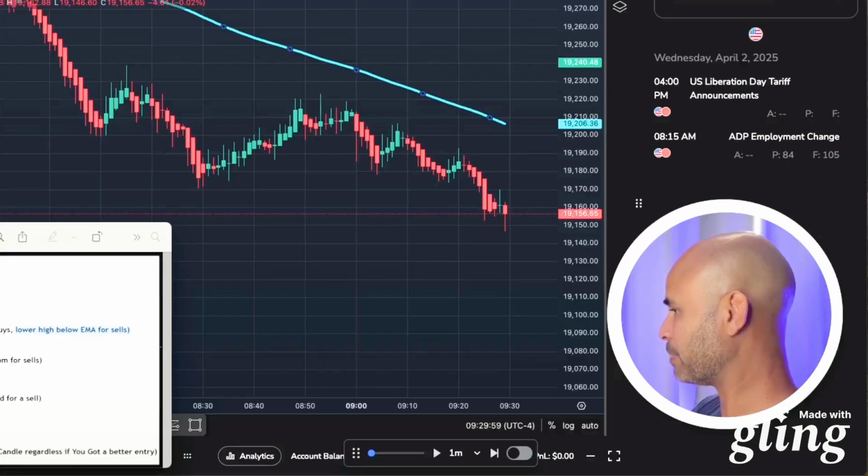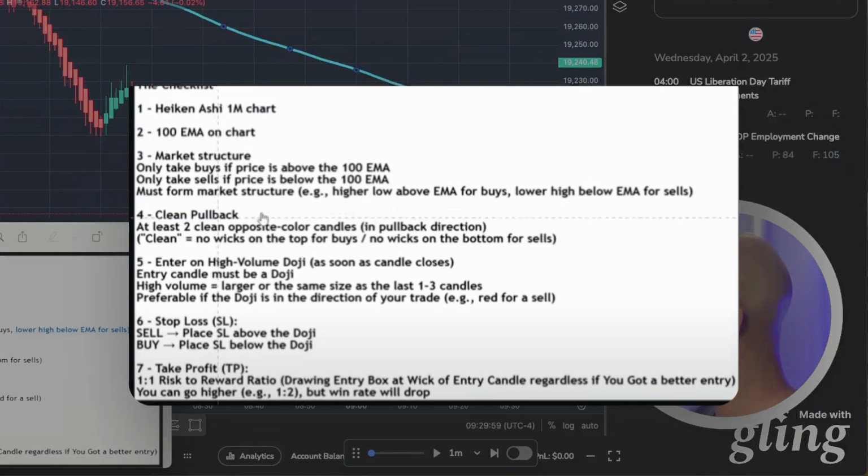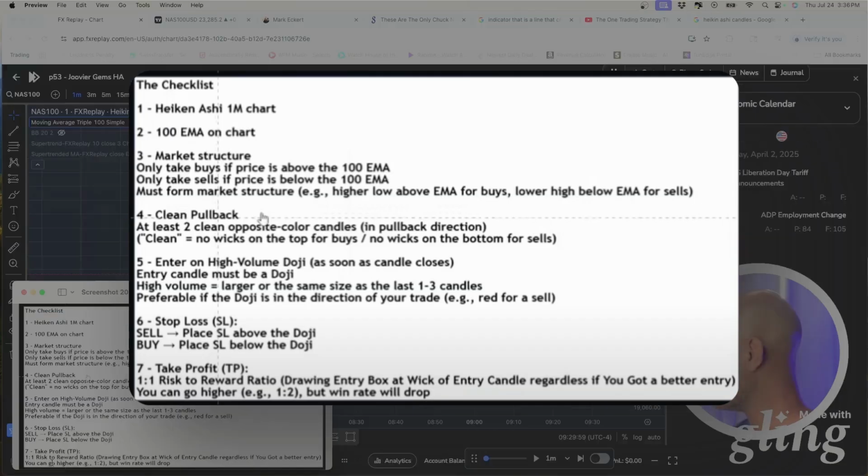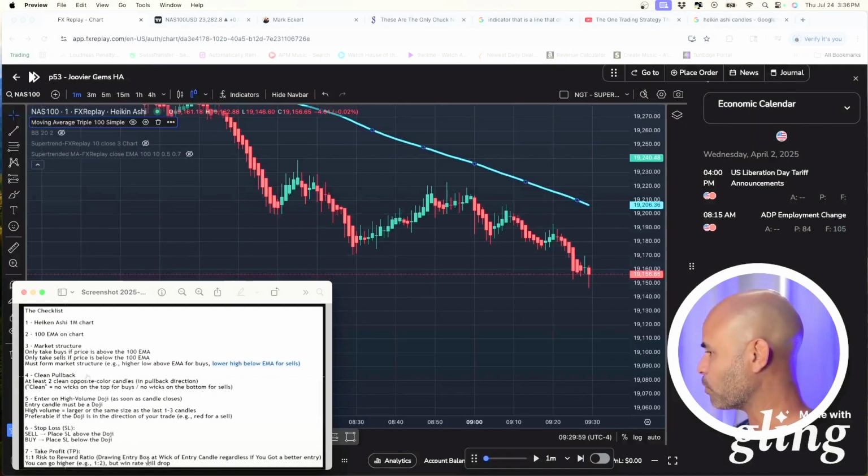Got it. For a buy, place the stop loss below the doji. And number 6, take profit. Risk to reward ratio 1 to 1, during entry box at wick of entry candle, regardless if you get a better entry. You can go higher, 1 to 2, but win rate will drop.